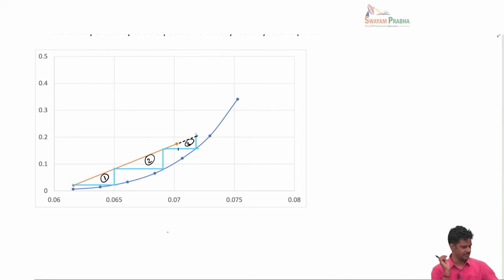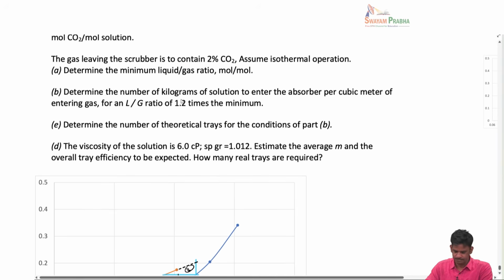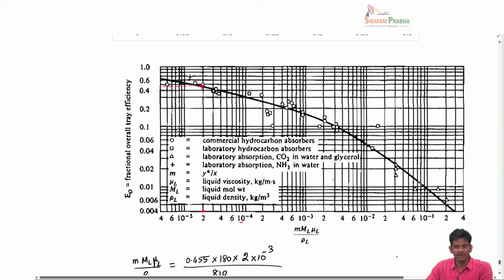So in this problem, interestingly, you cannot use this Kremser equation because m is not constant, right? Sorry, m is not constant, and so is A. So what you could do is, if you see, they ask you to estimate the average m and then the overall tray efficiency to be expected. To calculate this overall efficiency from this plot, you need an m, and this m is not constant for the problem.